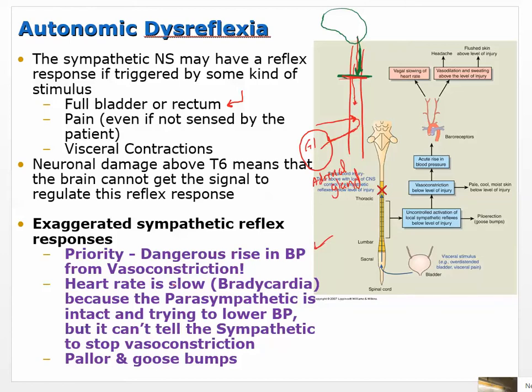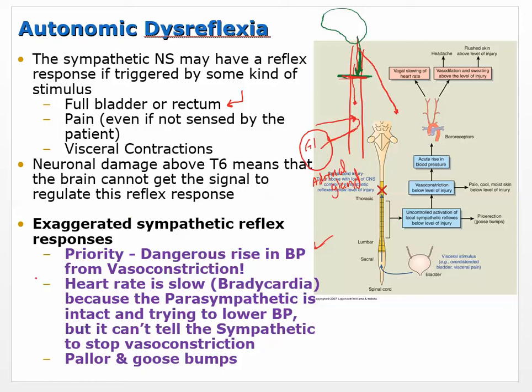The heart rate is slow, and why is that? Because the parasympathetic nervous system comes from above that and is able to tell the heart to slow down. Okay. And so it's trying to correct the hypertension. So it's trying to correct that, but it's not able to because of the vasoconstriction. Okay, so it's trying to lower the blood pressure, but it can't tell the sympathetic to stop the vasoconstriction.